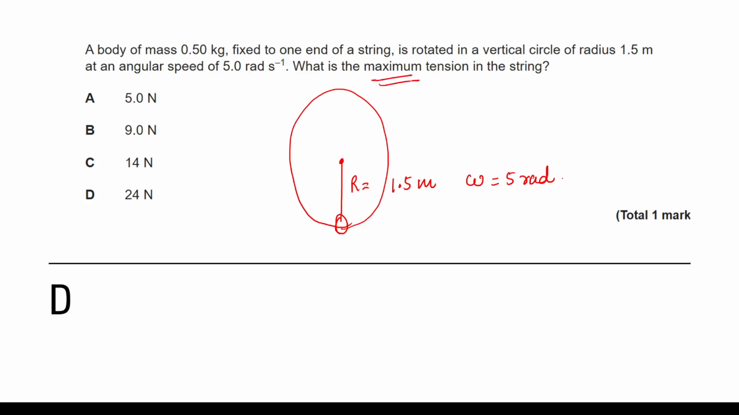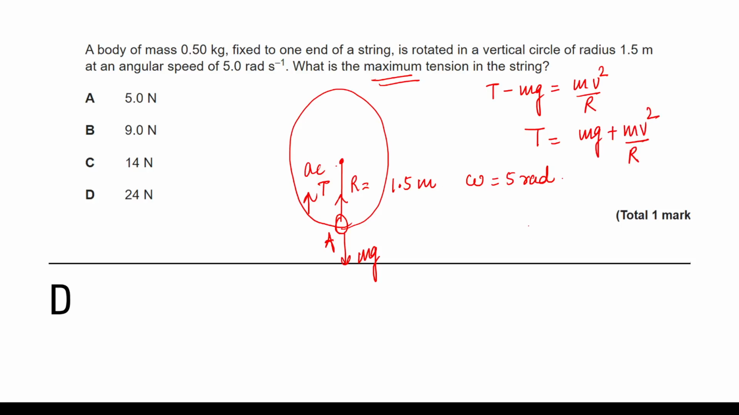Now see, another point here. Maximum tension, remember, if the tension is to be maximum, it has to be at point A, the lowest point, because the tension here has to balance the weight and it also has to provide the centripetal acceleration. So I'm writing T minus mg is mv square over r. So my T is mg plus mv square over r. I'm hoping you've paused and done this.